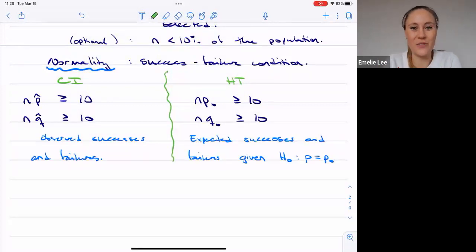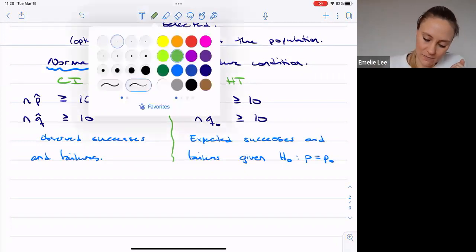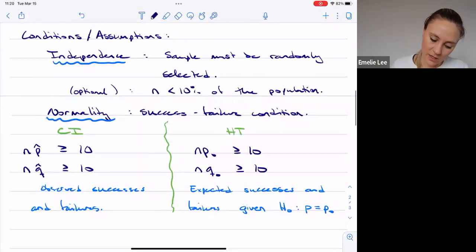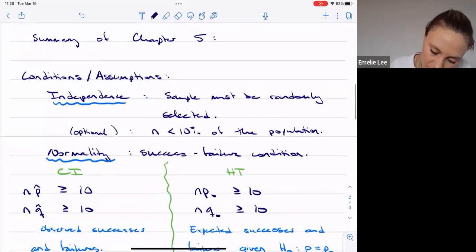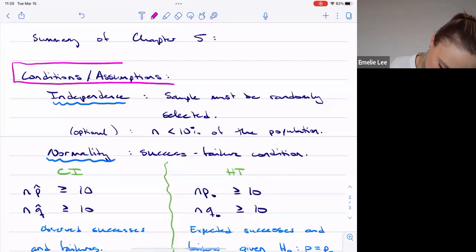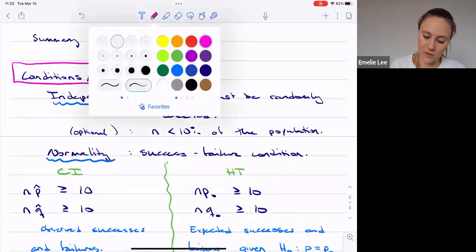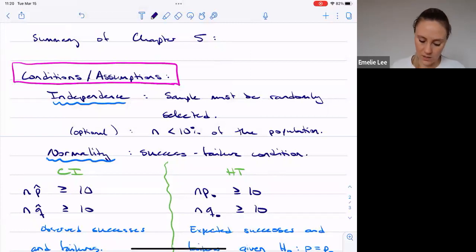Turns out my squiggly line was just fine. Okay. So once we have checked the conditions, and depending on what we're doing, we can either build a confidence interval or we can do a hypothesis test. I'm going to start with the confidence interval because it's nice and small. Maybe I'll put pink boxes around things just to show the blocks.